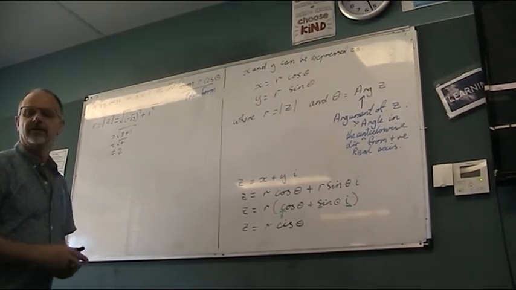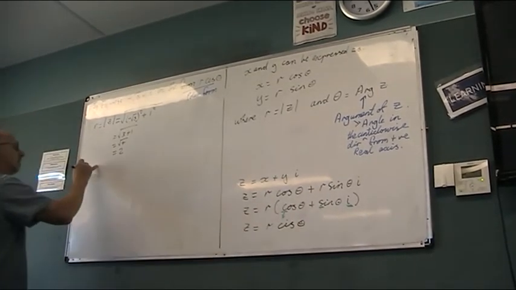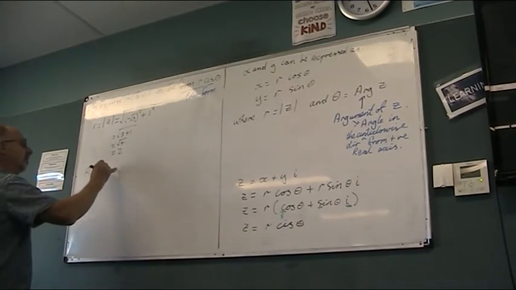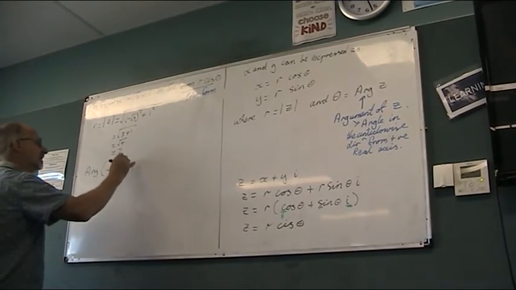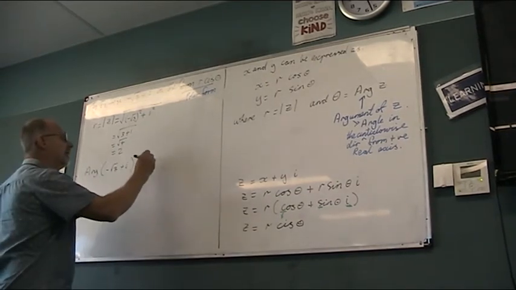And we need to know the argument. So we also need to know what the argument of negative root 3 plus i is. And that's our angle that we need.